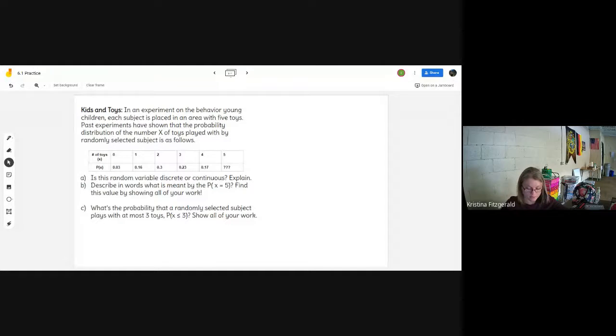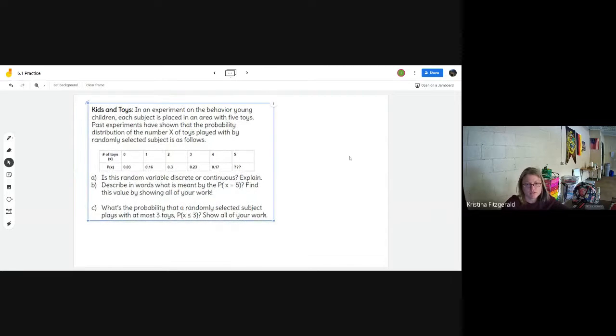Okay, let's go ahead and take a peek at these questions. For this question, we are looking at kids and toys. In an experiment on the behavior of young children, each subject is placed in an area with 5 toys. Past experiments have shown that the probability of the number of X, or toys, that a child will select is as follows. So the chance that a kid picks none of the toys is 0.03, or 3%. The probability that kids pick one of the 5 toys is 0.16, and so on and so forth.